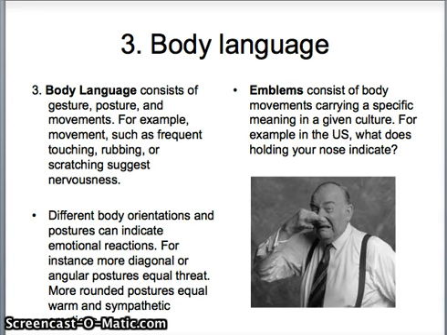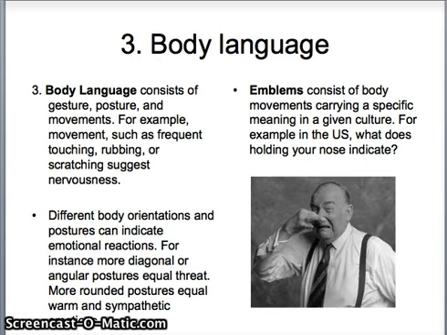The third form of nonverbal communication that we're going to talk about is body language. And body language can be any gesture, posture, or movement that conveys some kind of social information. For instance, if someone is tapping their foot, we might interpret that as nervousness or restlessness. If someone continually is twisting a ring or rubbing fingers together, we might interpret that as agitation. So different body orientations and postures cue us in to different underlying emotions.